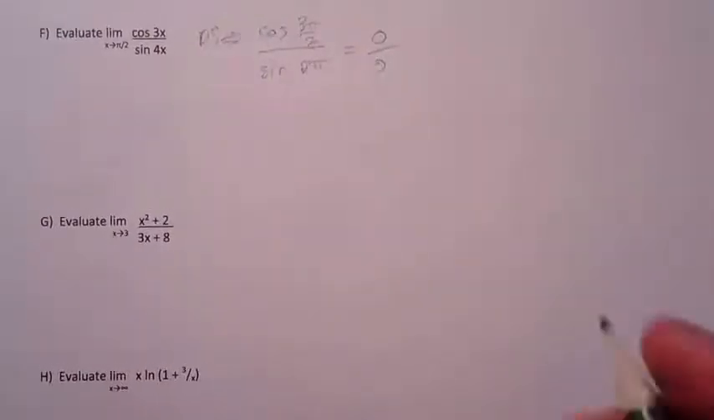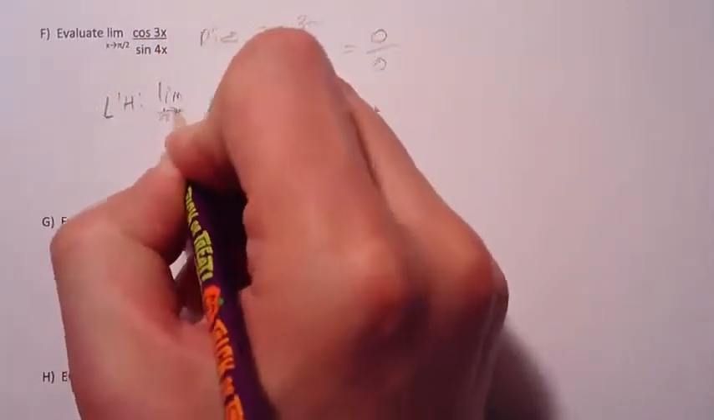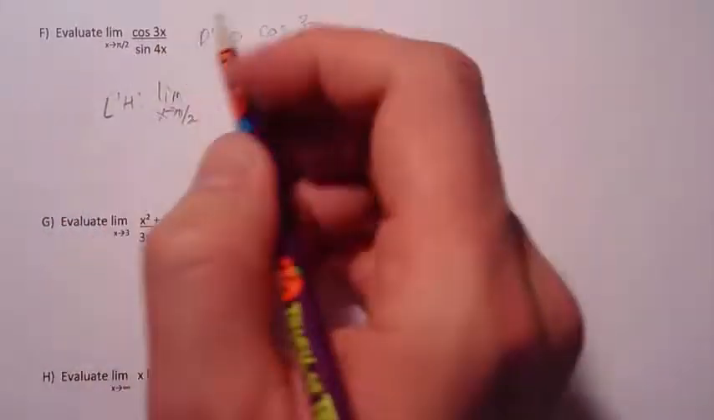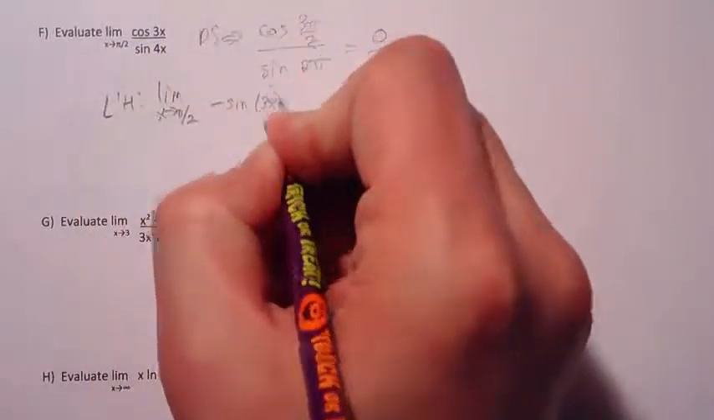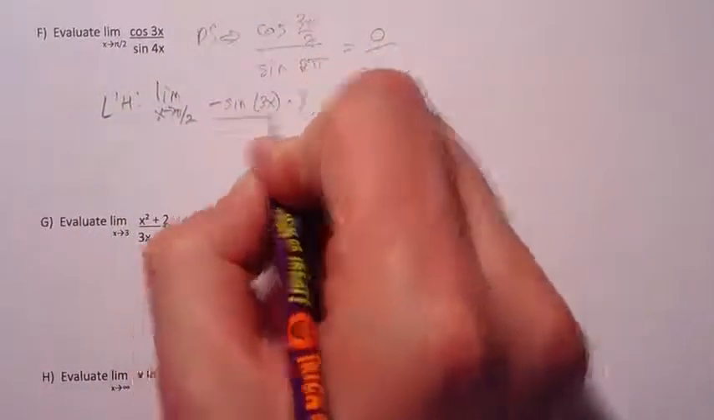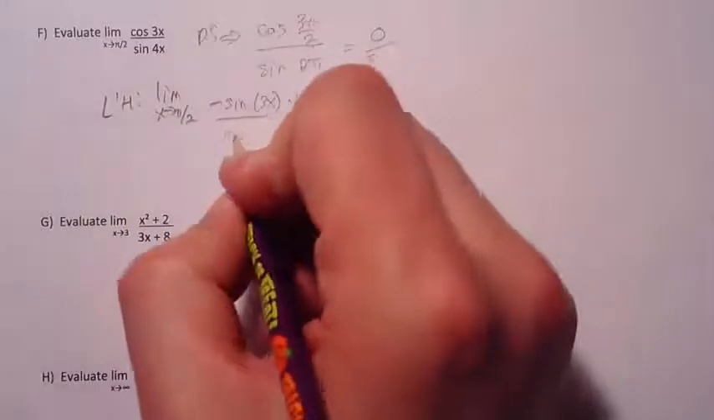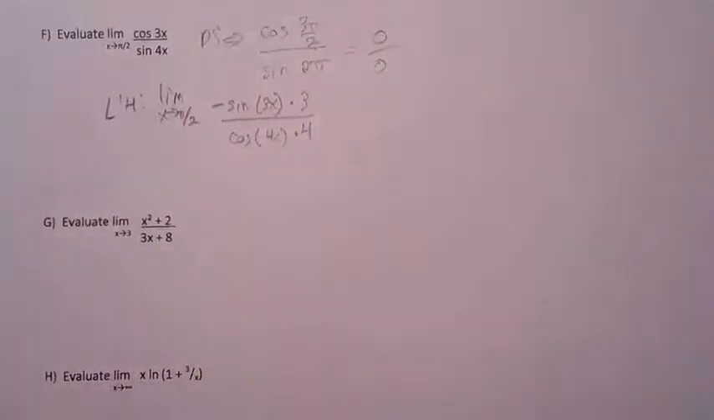So if I'm going to do L'Hopital's rule on this indeterminate form, I'm still going to write my limit out front because I haven't evaluated a limit yet. Derivative of cosine 3x. So derivative of cosine is negative sine of the same angle, and then we chain on the derivative of the angle. On the bottom, derivative of sine is positive cosine of the same angle, but then we chain on the derivative of the angle.